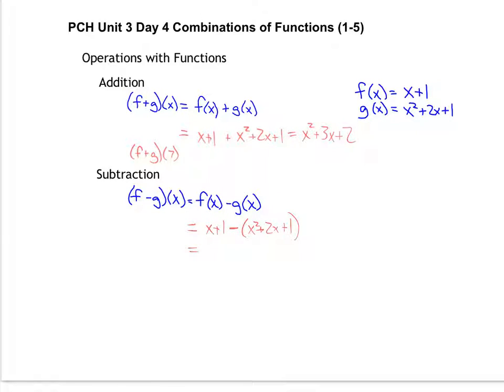So that's going to be a negative x squared. x minus 2x is negative x. 1 minus 1 is 0. So my result is simply negative x squared minus x. Be careful using your order of operations. Be careful with your negatives and such. Those are the little things in this section that are going to throw you off, and frankly are just really annoying mistakes to make, because you know it. It's just a matter of being careful. So there's our addition and subtraction.